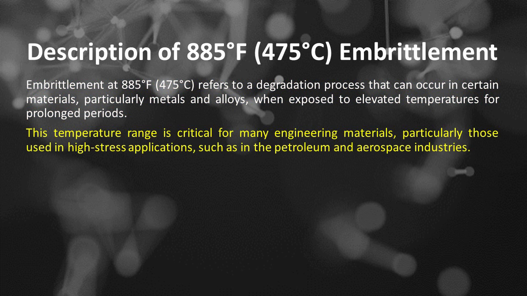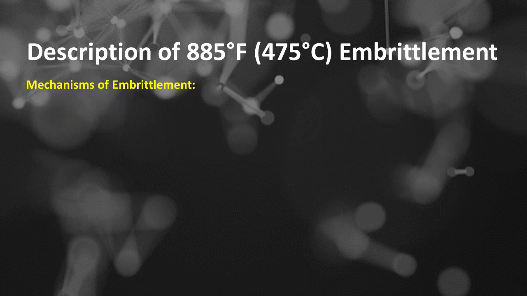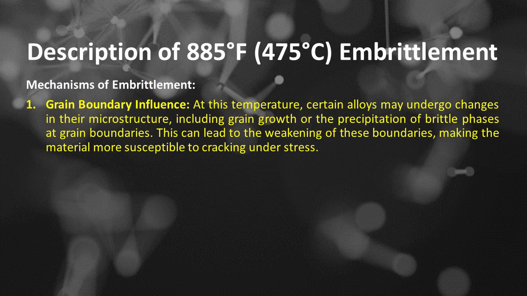This temperature range is critical for many engineering materials, particularly those used in high-stress applications, such as in the petroleum and aerospace industries. Mechanisms of 885 degrees Fahrenheit or 475 degrees Celsius embrittlement. Number 1 is grain boundary influence.